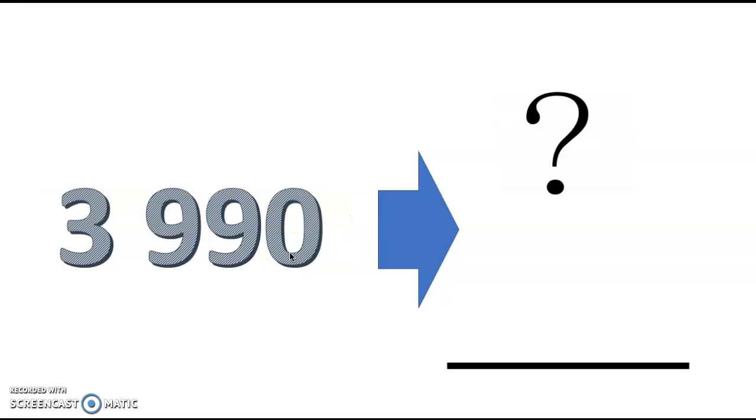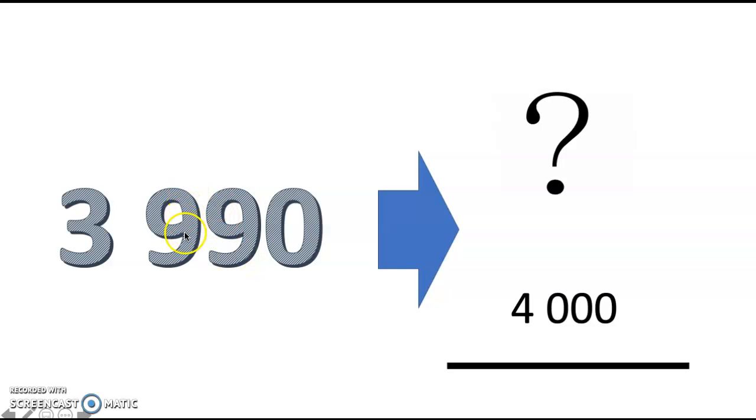The last problem is a tricky one, but I want you to try it on your own and see what answer you get. So round this number, 3,990, to the nearest hundred. If you got 4,000, you are correct. This is a little tricky because we look at the tens column, we see that it's a 9, so we know that we're rounding up.